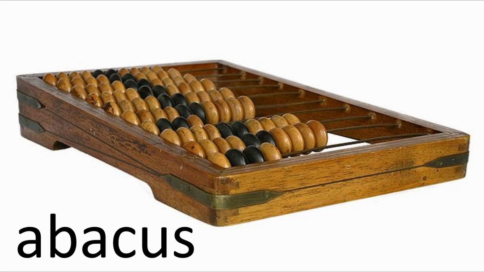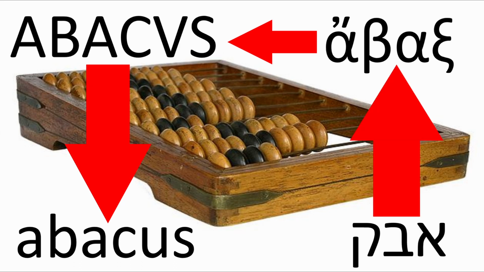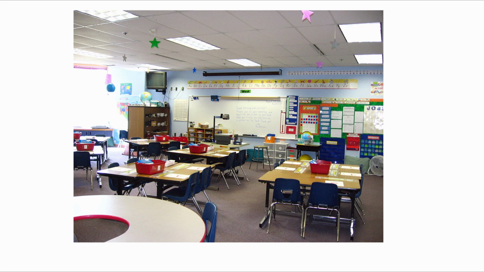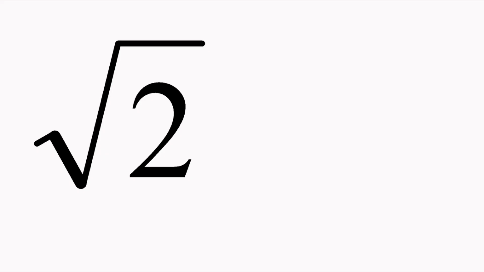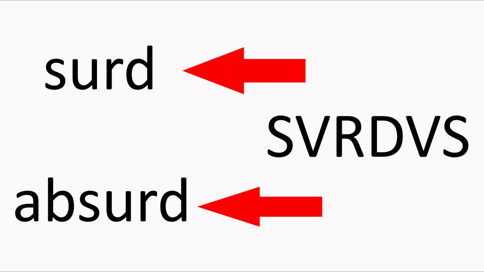And that word comes from a Latin word, which comes from a Greek word, which is probably related to a Hebrew word, meaning dust. Two things you will hopefully learn before calculus are surds and sines. Both have pretty interesting etymologies. The surd in surd is the same surd in absurd. Both come from the Latin word surdus, meaning deaf.